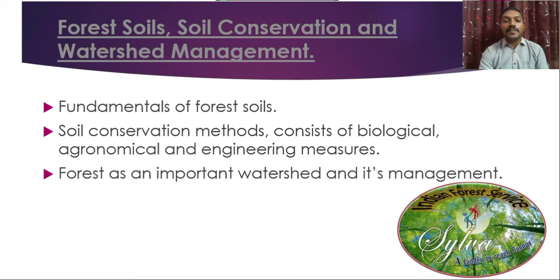And the second important aspect is soil conservation. What are the different types of soil conservation methods available in the country, like biological methods, agronomical methods and engineering measures. So it will deal in complete detail with the various methods and their appropriateness in different areas. And finally, watershed management. The forest is an important watershed. If you take each and every watershed, it will be in the forest area only. So how the forest is functioning in watershed management, and how to treat the watershed, will be covered in this subject. This is about forest soils, soil conservation and watershed management.